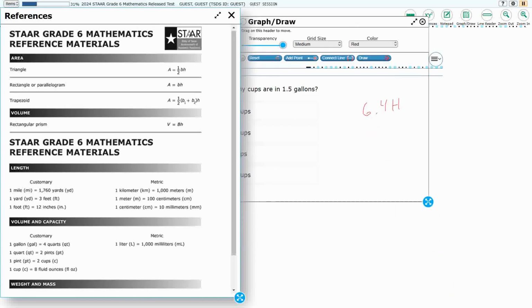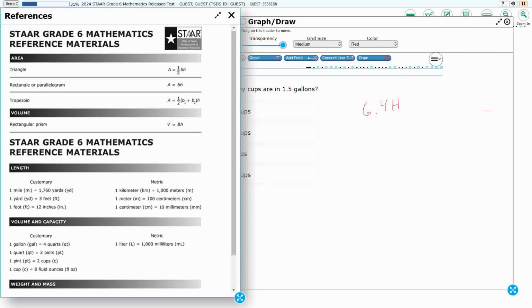Take a look at what I've got though. I've got 1.5 gallons. So I need to go from gallons all the way down to cups. And you see I have to go through quarts and pints. So this is what I'm going to do. I'm going to draw 1 gallon here, but I'm also going to draw a half gallon right here, because that's going to equal my 1.5. So what is 1 gallon? Well, 1 gallon is going to equal 4 quarts. So I'm going to draw these 4 right here, and these are each going to be a quart.